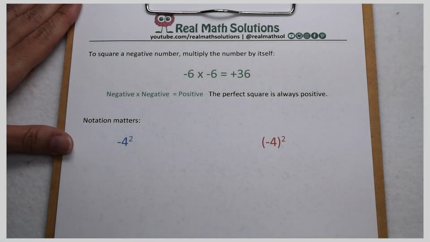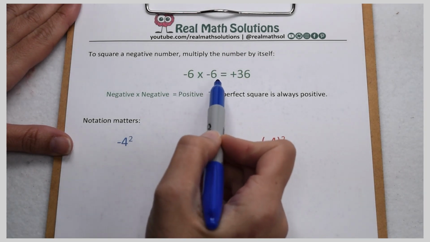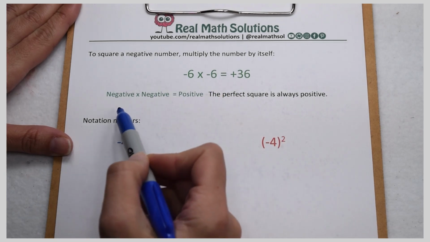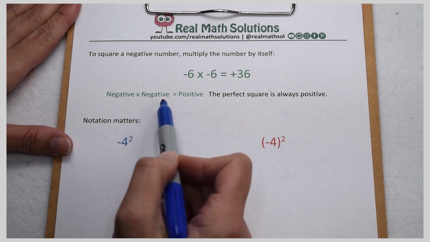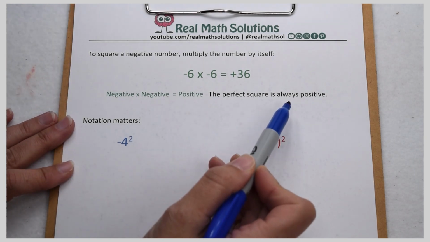Any number can be squared, including a negative number. To square a negative number, we do the same thing. We multiply the number times itself. So negative 6 times negative 6 would be positive 36, because when we multiply negatives, negatives times negatives gives us a positive value. So that tells us the perfect square is always going to be a positive value.